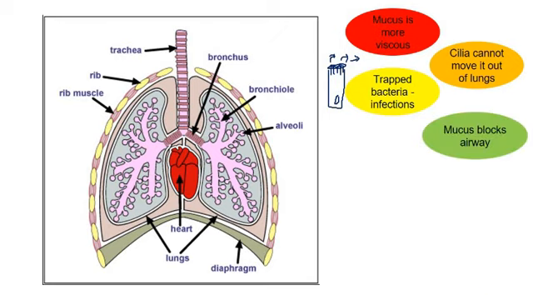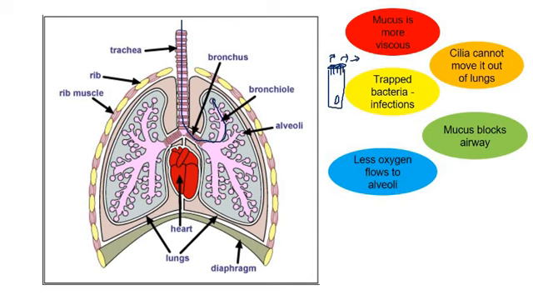Because we also have a build-up of viscous, sticky mucus, it's going to block up the airways of a person, and this means that less oxygen is going to be able to flow through the trachea, down into these areas, and then finally to the alveoli at the end.